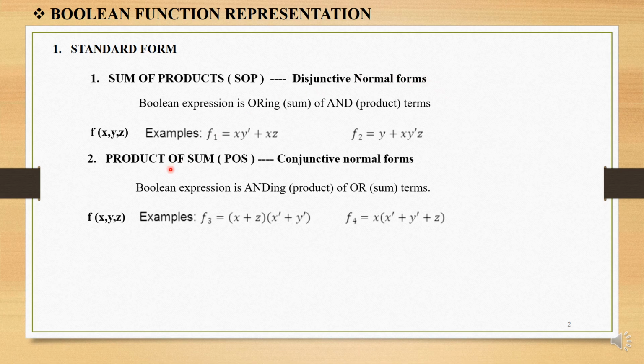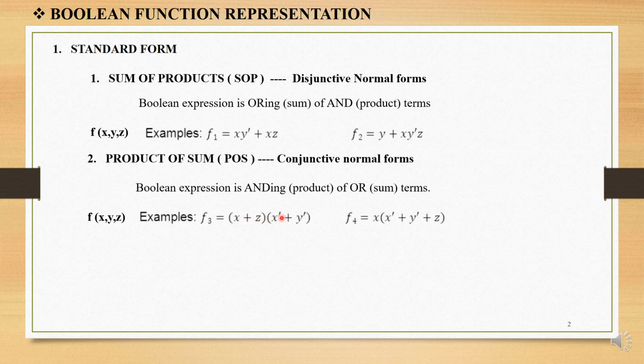The second type of standard form is product of sum terms. The Boolean expression is ANDing of OR terms, that is product of sum terms. Let's see the example. The function has three input variables x, y and z again. Let's consider an example under this type of representation. f3 equal to x plus z, or you can call it x or z, dot x bar plus y bar. So you have a product of sum terms.